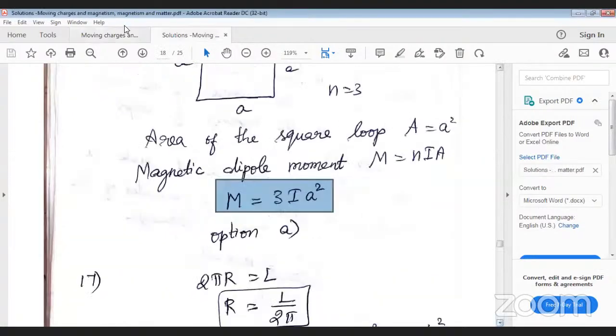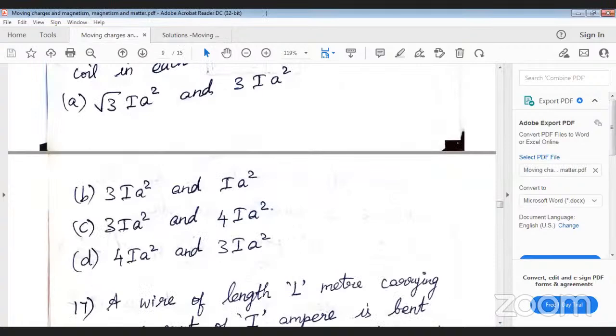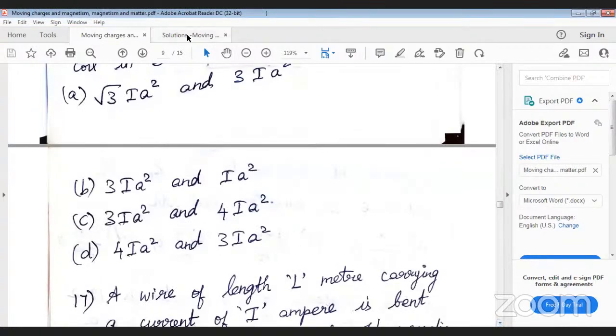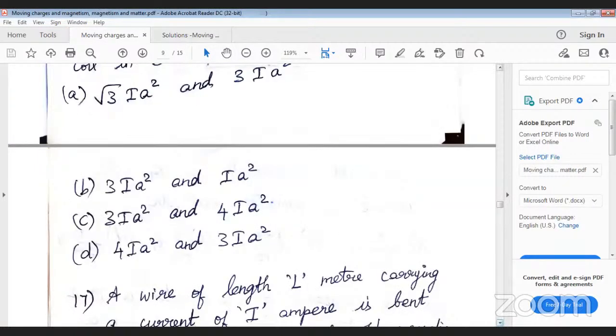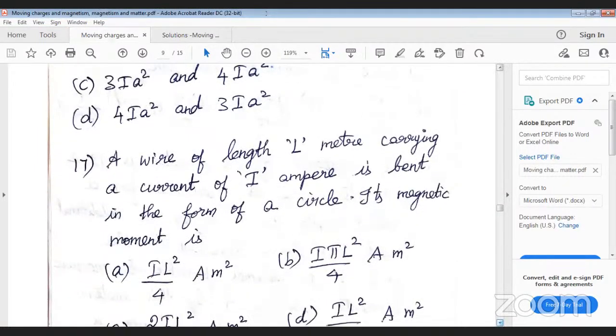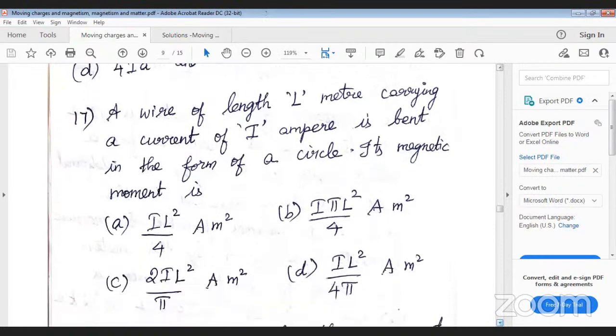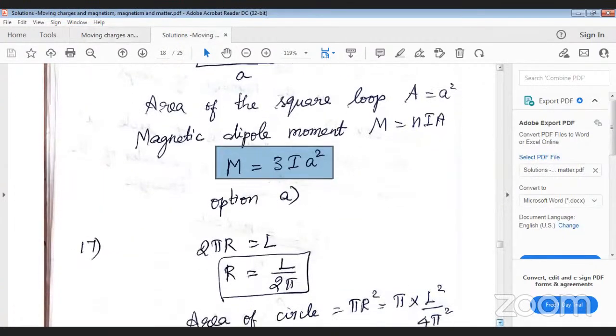So then question number 17: a wire of length L meter carrying a current of I ampere is bent in the form of a circle. Its magnetic moment is? Once again you have a wire of length L, and that wire is bent in the form of a circle. We need to find out the magnetic moment. So the same formula, M equal to NIA, we are going to use.